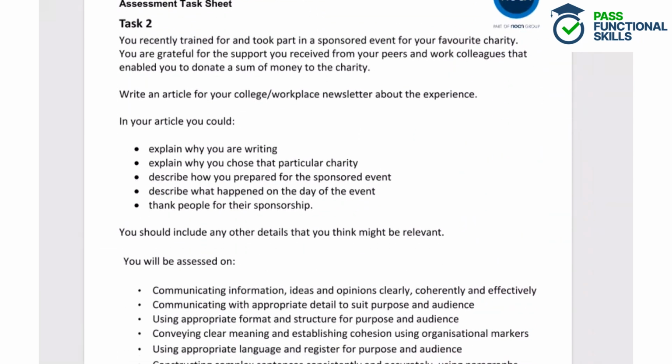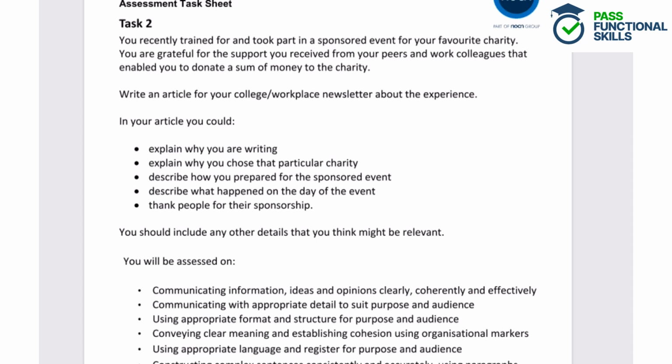Task 2. You recently trained for and took part in a sponsored event for your favourite charity. You were grateful for the support you received from your peers and work colleagues that enabled you to donate a sum of money to the charity. Write an article for your college or workplace newsletter about the experience. In your article, you could explain why you're writing, explain why you chose that particular charity, describe how you prepared for the sponsored event, describe what happened on the day of the event, and thank people for their sponsorship. You should include any other details that you think might be relevant.